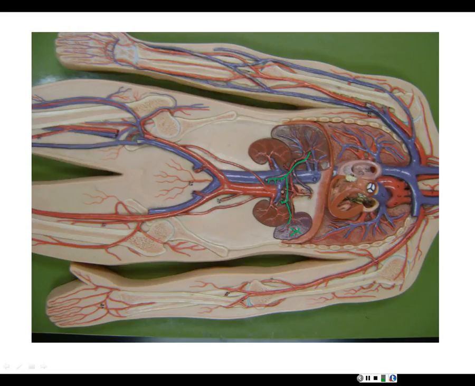So what you want to keep in mind is that the liver has 3 sets of circulation coming into it: hepatic veins, hepatic artery, and hepatic portal veins.